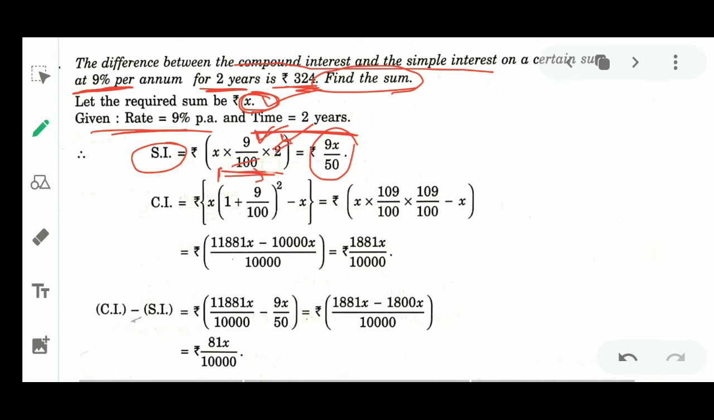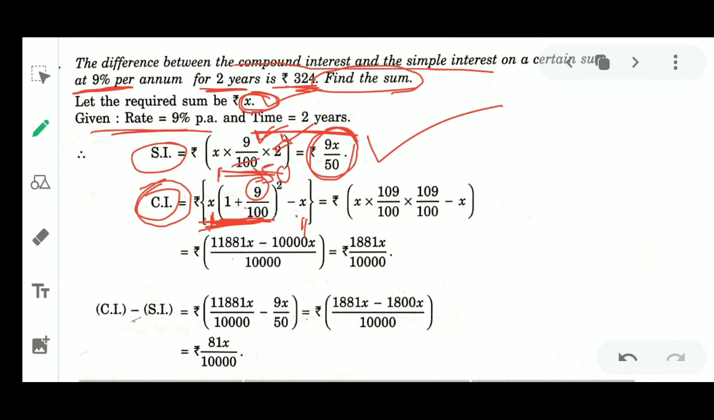This will be, for 50, 2 into 50 is 100, so this will be 9x by 50. So simple interest is 9x by 50. Then we will find out compound interest. The formula of compound interest: P, that is x, into 1 plus r by 100 to the power n, that is 2, minus principal. Compound interest is amount minus principal. So the formula of amount will be P into 1 plus r by 100 to the power n, minus principal. Clear?